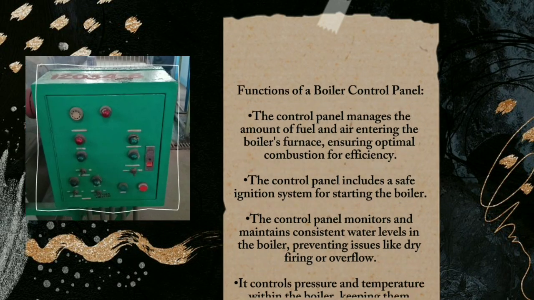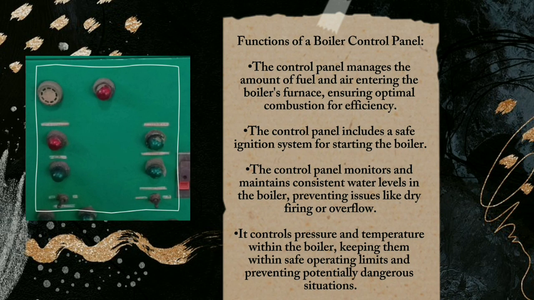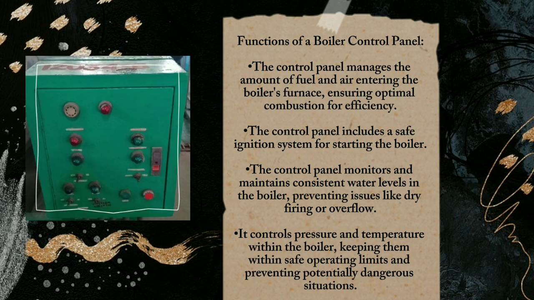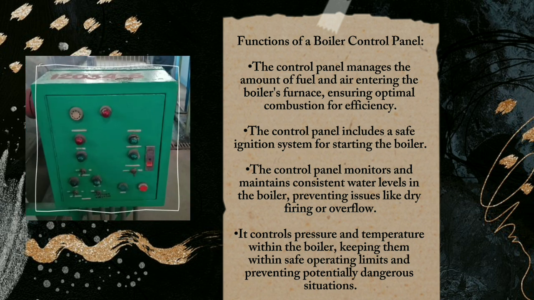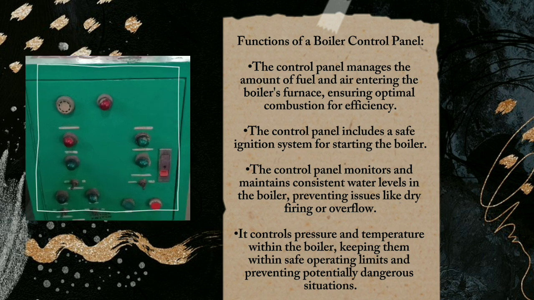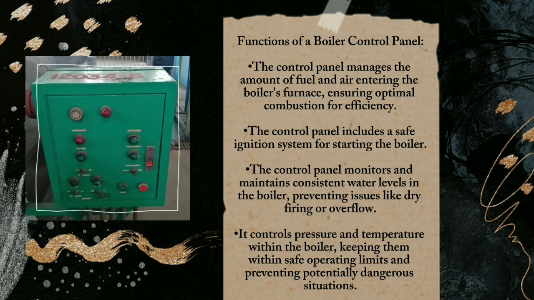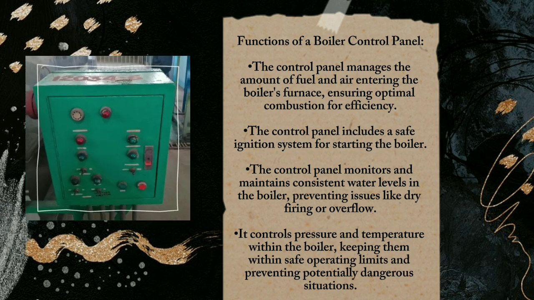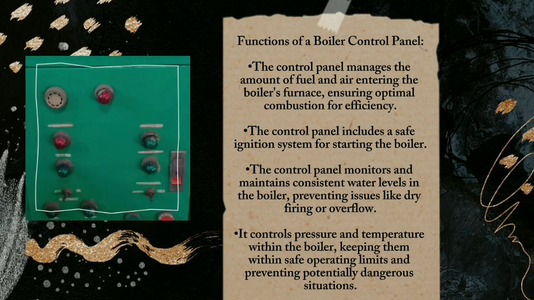The control panel manages the amount of fuel and air entering the boiler furnace, ensuring optimal combustion for efficiency. The control panel includes a safe ignition system for starting the boiler. It monitors and maintains a consistent water level in the boiler, preventing issues like dry firing or overflow. It controls pressure and temperature within the boiler, keeping them within safe operating limits and preventing potentially dangerous situations.